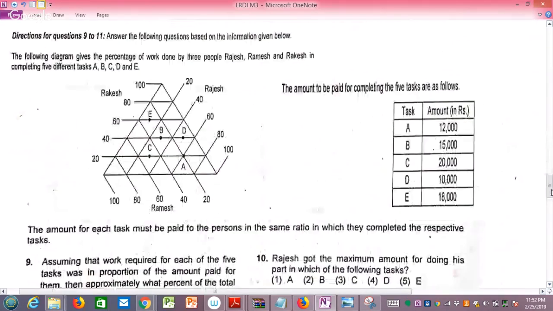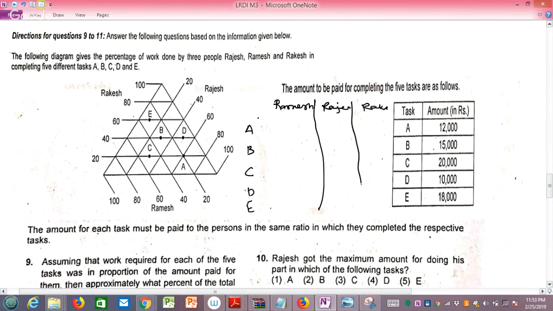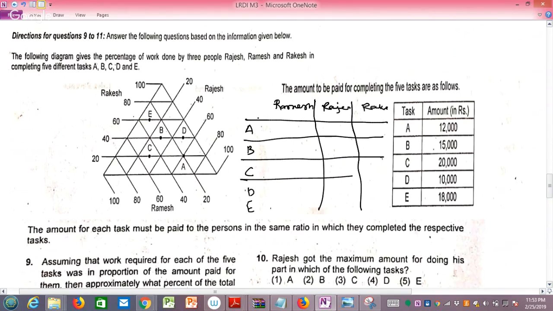So let's move to the next question. Here whatever is given is given in a different data format. So just let me transform this into a table. I just make a table here rather than putting data like this. So I just put A, B, C, D, E, and I will write here Ramesh, Rajesh, and Rakesh. So that I can fill in the data here, and I will first convert this graph into this tabular form so that it is easier to understand.